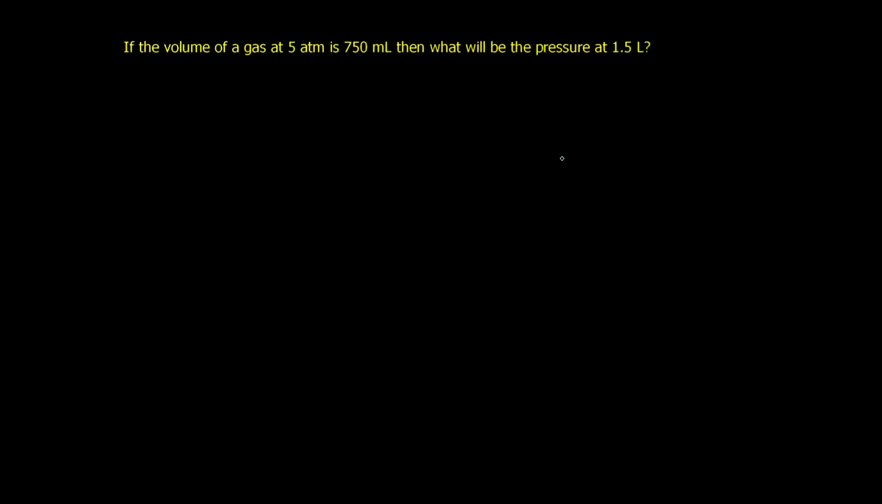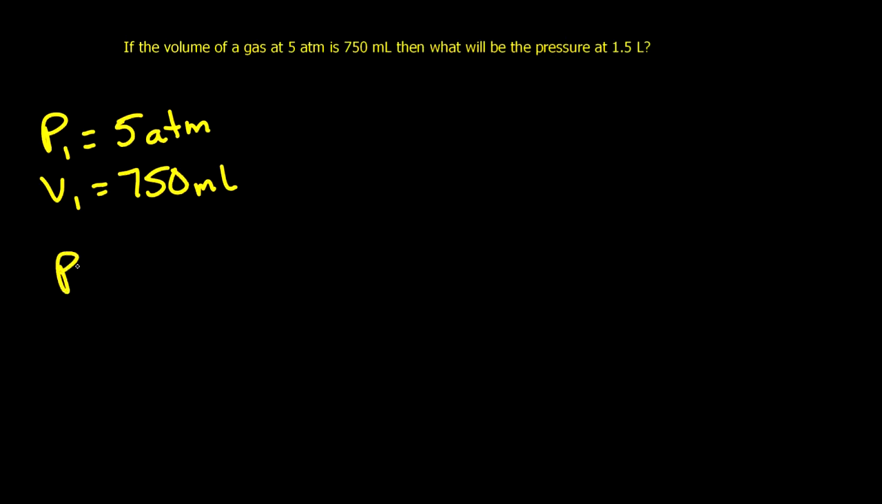If the volume of a gas at 5 atmospheres is 750 milliliters, then what will be the pressure at 1.5 liters? Alright, let's pick out that information. So the volume of a gas at 5 atmospheres is 750 milliliters. So I got a pressure at a volume. So these two go together. So I'm going to call that pressure 1 and volume 1. So 5 atmospheres at 750 milliliters. What will be the pressure at 1.5 liters? So I'm looking for a new pressure when it is at 1.5 liters.